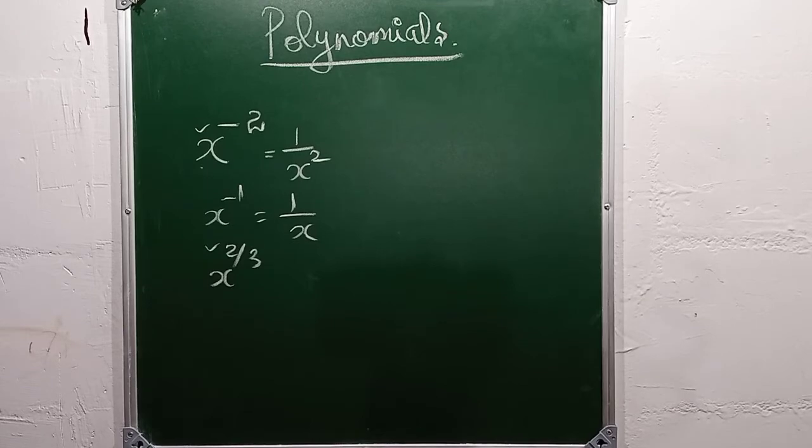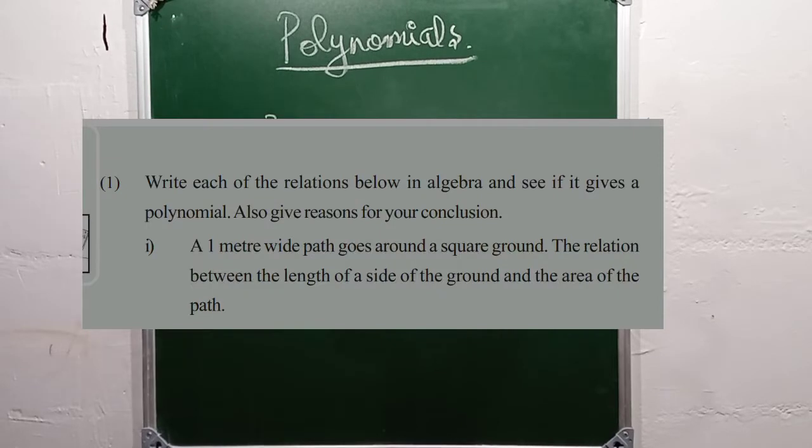Now, we have some problems in the textbook and we need to check whether they are polynomials or not. First question: write each of the relations below in algebra and see if it gives a polynomial. Also give reasons for your conclusion. In the first question we have 3 sub questions. We need to write the algebra of all the 3 problems and check whether they are polynomials or not.